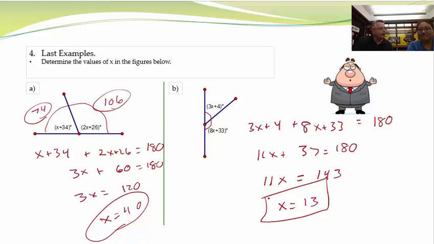So there are a lot of angle relationships. Keeping that straight: if they're a linear pair, they add to 180. If they're opposite each other, they're equal. That's going to be kind of a challenge, but we'll practice it a lot.